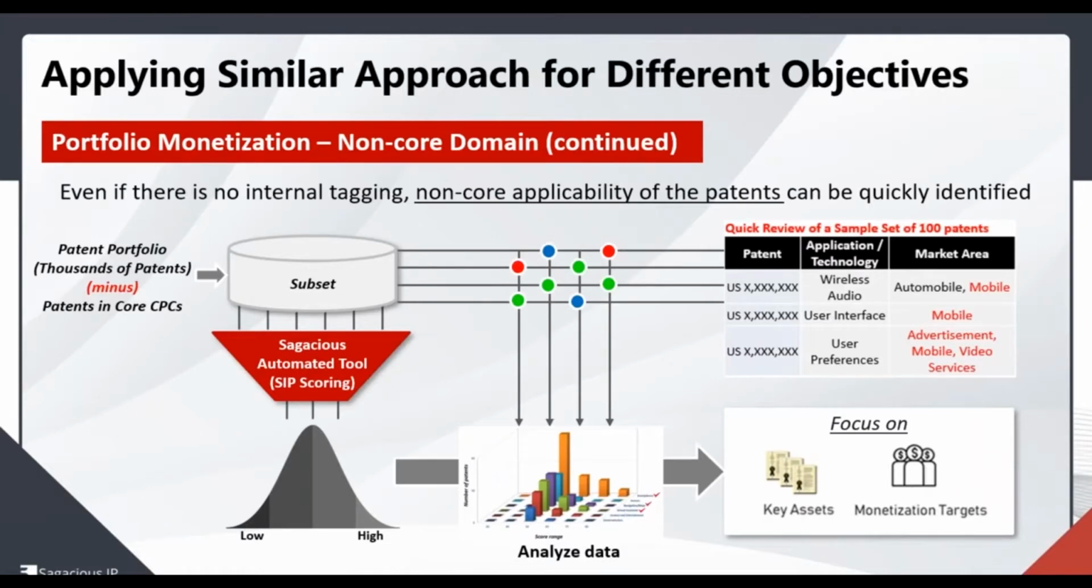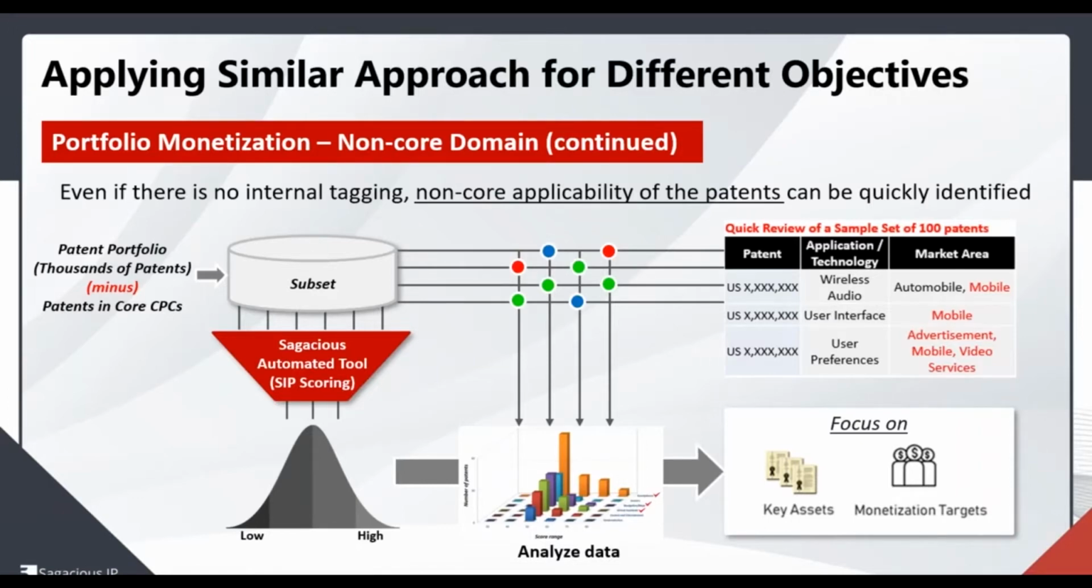So it's easy to target companies in your non-core domain as compared to your direct competitors, because that poses a threat that they can also come back to you with their portfolio. So even if you haven't tagged your patents into different technological buckets, you can quickly use the automated ranking tool to identify some of the key areas in your portfolio which are non-core to your business.